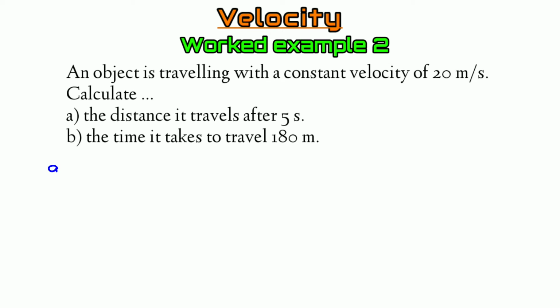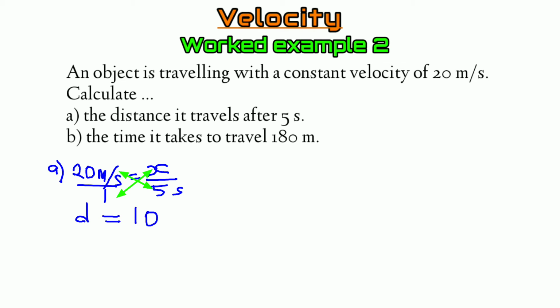Part A. Velocity equals displacement over time. So 20 meters per second equals x over 5 seconds. Rearranging this and calculating, x equals 100 meters. But we know that distance is the magnitude of displacement. So distance equals 100 meters.